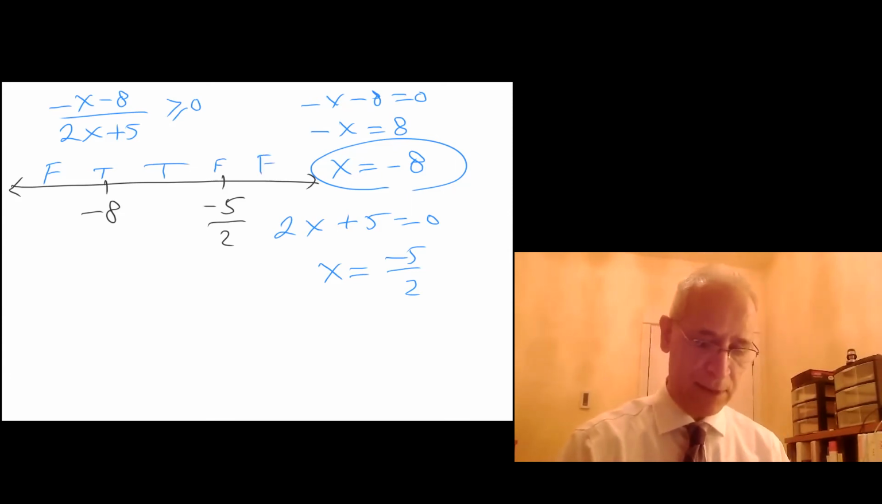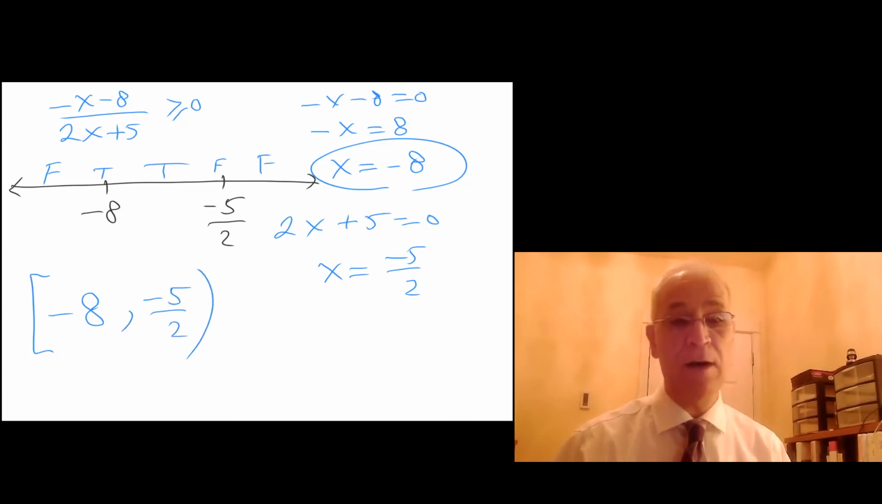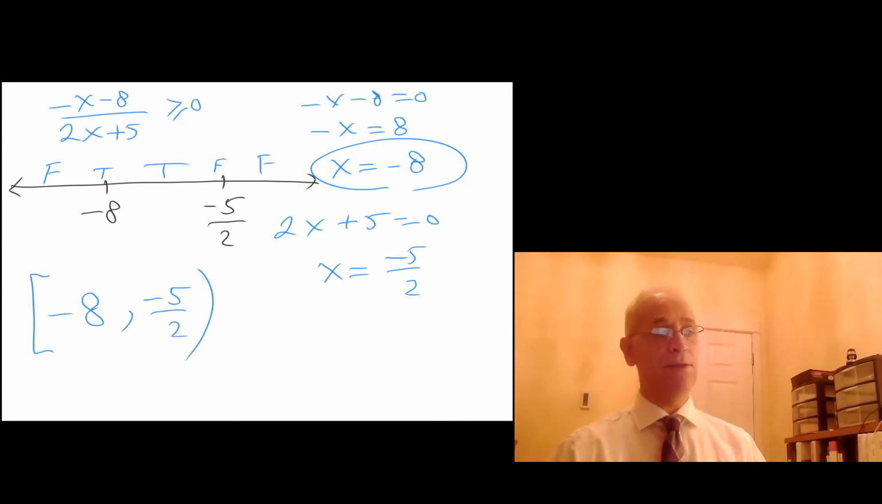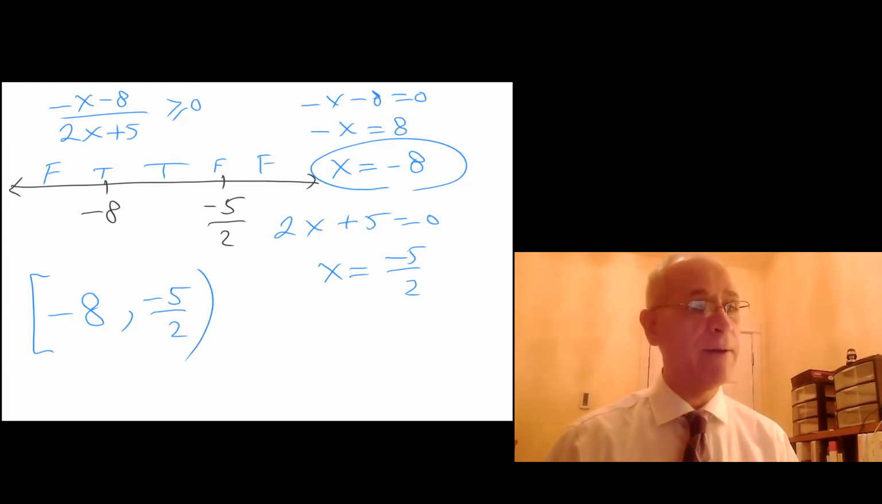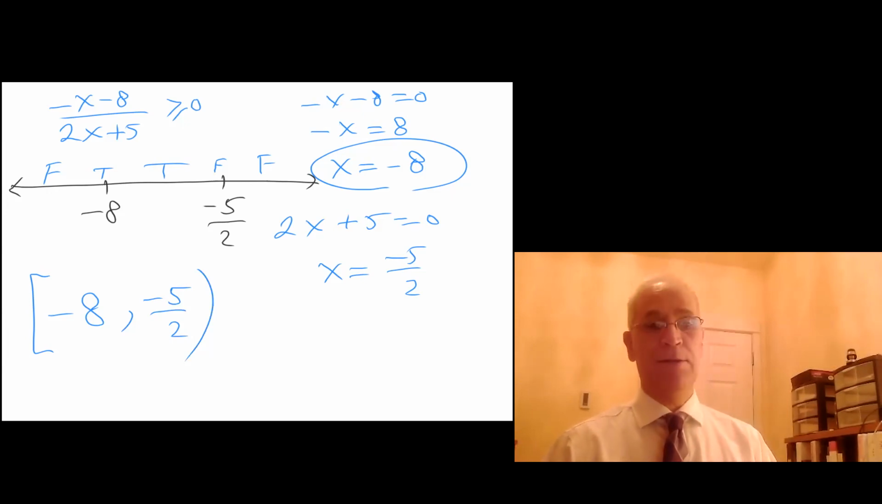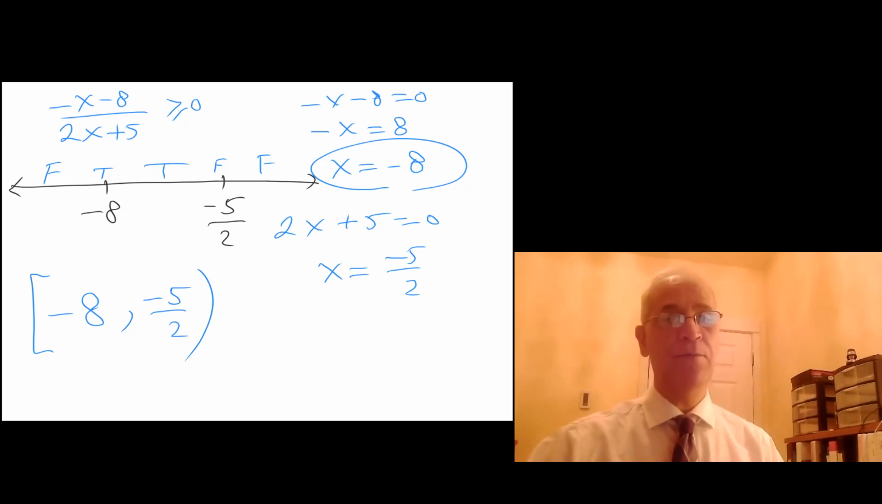So my final answer is going to be starting from negative 8 all the way to negative 5 half, and negative 5 half is not included. And this is how we use interval notation. I hope you find these examples helpful.